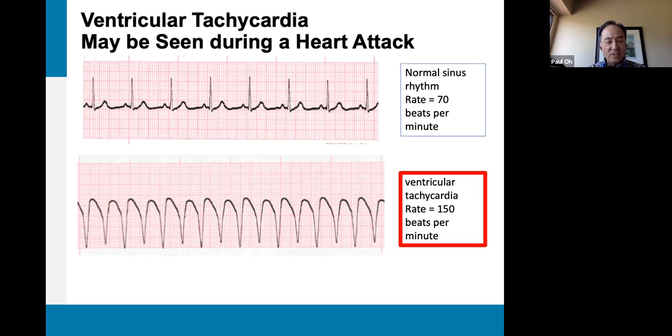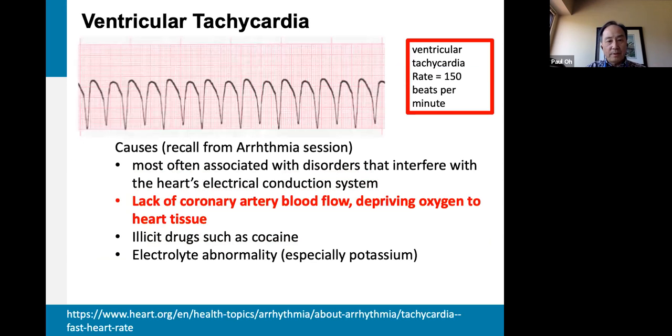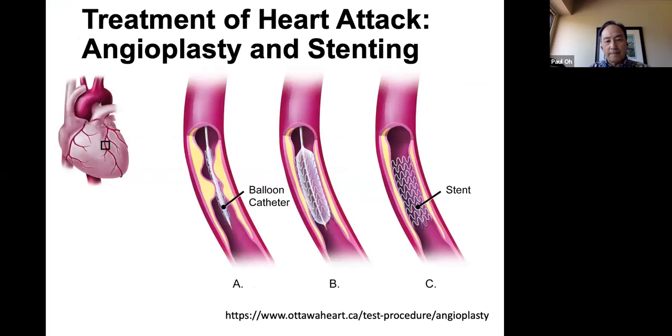And occasionally this is what happens during a heart attack that may be associated with stoppage of heart activity, or a heart cardiac arrest that may happen. You recall that when we did our arrhythmia session together, the lack of coronary artery blood flow that deprives heart tissue of oxygen may be the cause of this ventricular tachycardia.